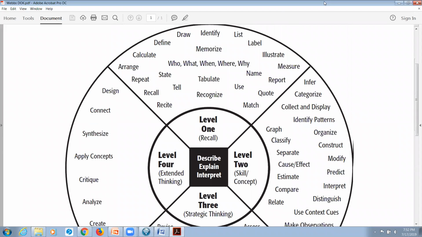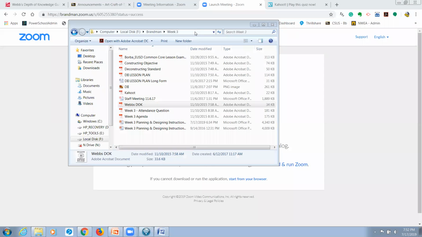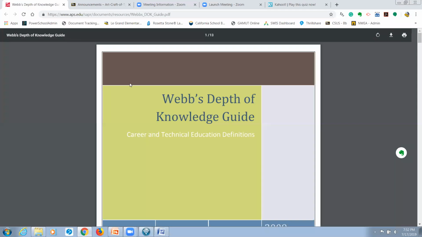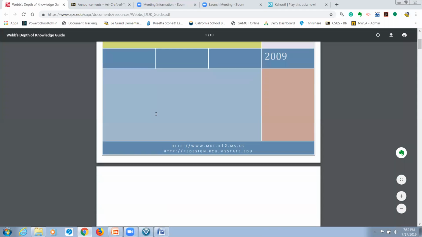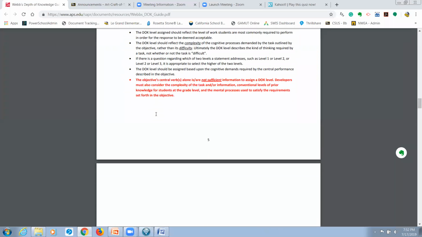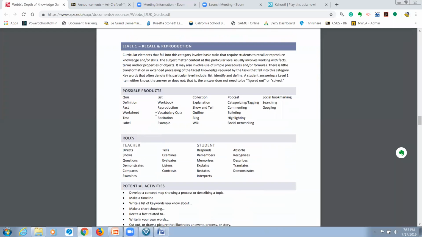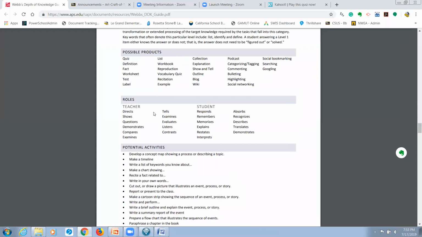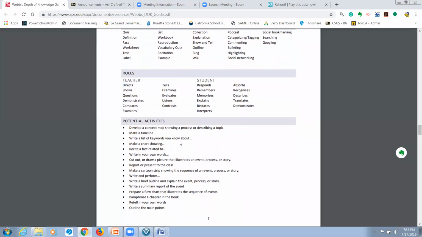Here's a great document that I share right here, Webb's Depth of Knowledge Guide. This is from 2009. It's old, but it's still good. And it really talks about all the Webb's Depth of Knowledge possible products, the roles of the teacher and the students, activities for each level, right?